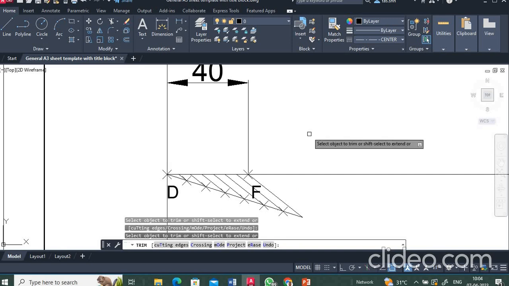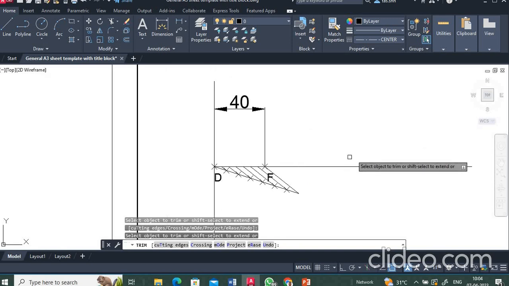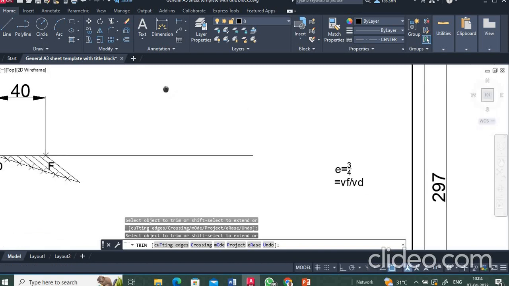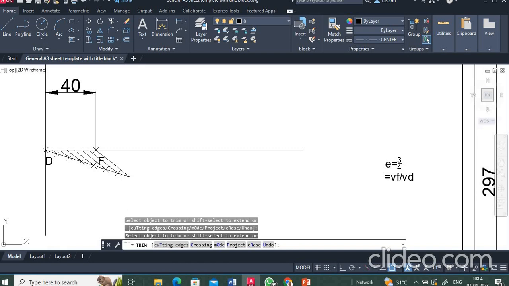Okay. Now coming back to the problem, our first task is over. So eccentricity is equal to VF by VD, that is 3 by 4. So VF is 3 units and VD is 4 units.